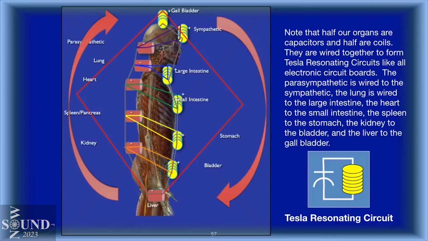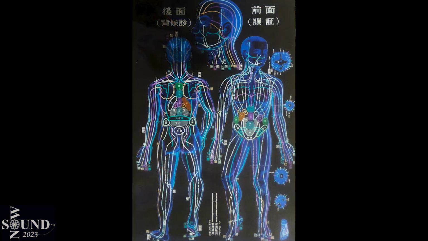Now, in the body, half of our organs are capacitors and half of our organs are coils. Again, the capacitor is a small battery and coils create impedance. So in a Tesla resonating circuit, electrons flow from the capacitor to the coil until the capacitor is empty, and then they flow back from the coil to the capacitor until the coil's empty, and they oscillate back and forth. So in the human body, our organs are wired together in pairs to form Tesla resonating circuits.